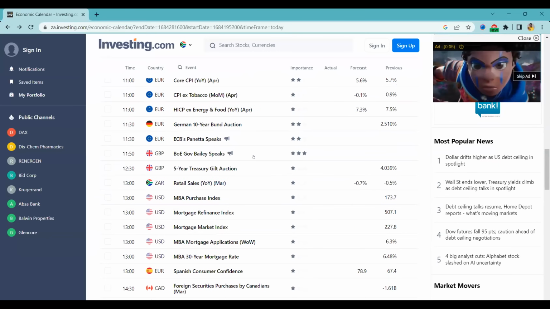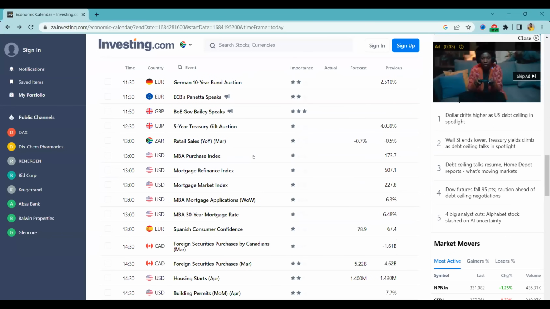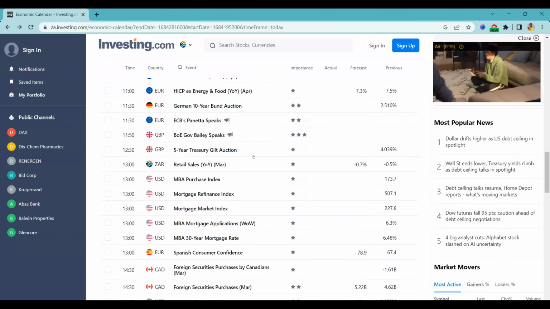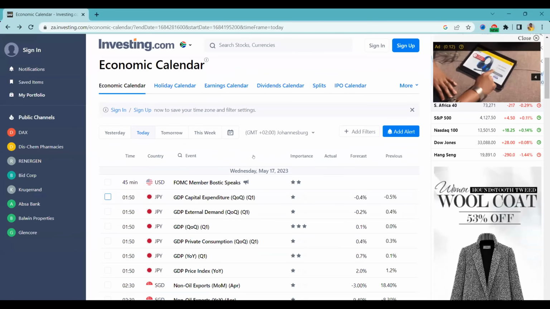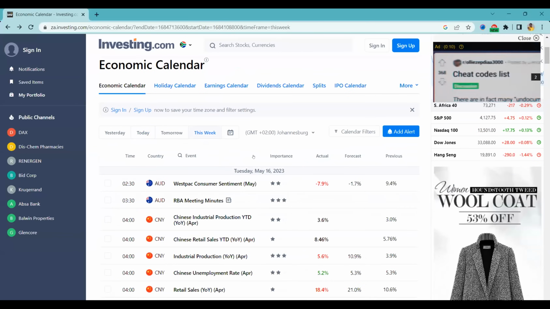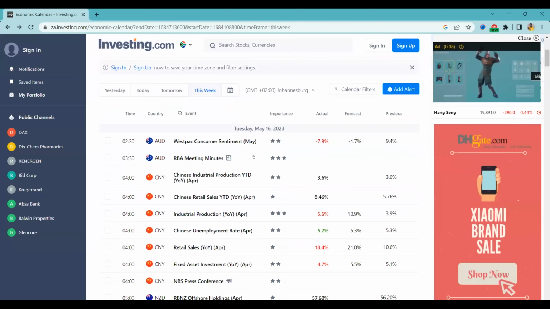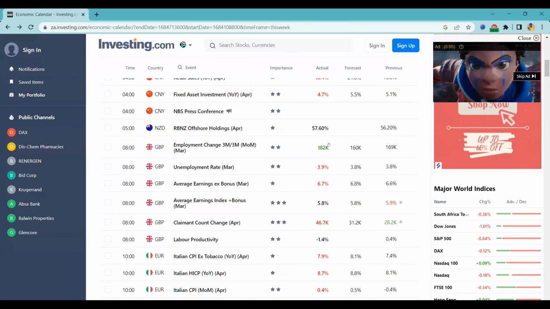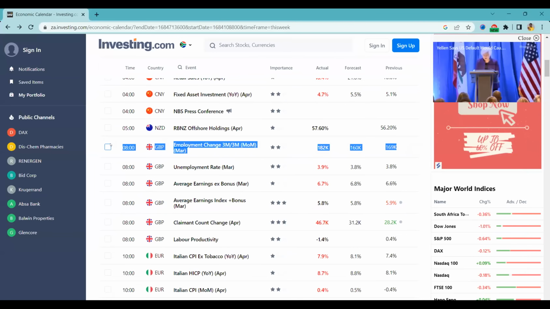Trying to scroll down to see if I can find a K event, just so that I can make a proper example. Let me just select this week, actually. I think if I select this week, I should be able to find a K event. Yes, I found a K event. Let me just denote it. I'm going to mark it. So what I've highlighted, I hope you're able to see it, is a K event, right? The GBP employment change.